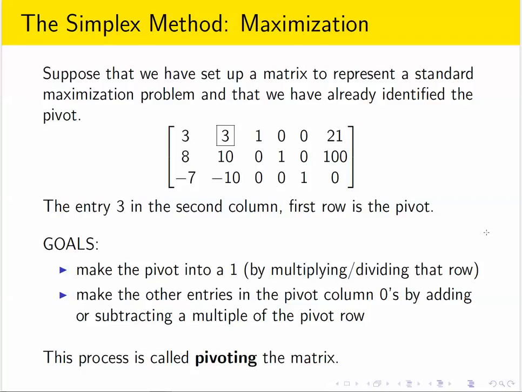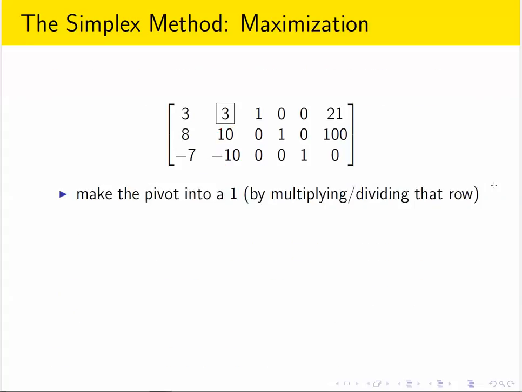So that process is called pivoting the matrix. After you find the pivot, using it to make the other entries in that column into zeros, and then typically also making the pivot into a 1, that process is called pivoting. Let's see how it works.